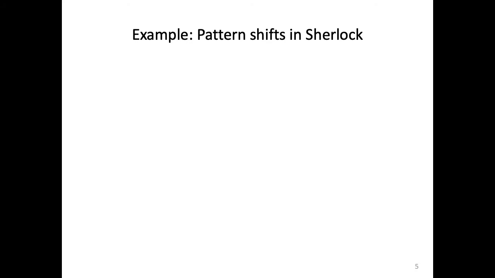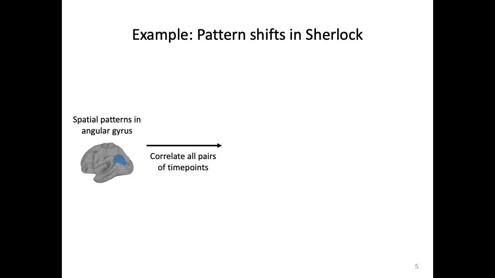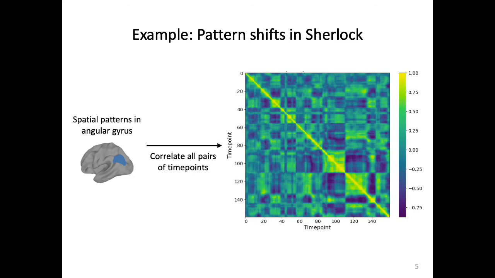For example, we can see this type of temporal structure by looking in the angular gyrus during the beginning of the Sherlock dataset. If we take the spatial patterns of activity in the angular gyrus and measure the correlation between all pairs of time points, we can obtain a matrix that looks like this. The blocky structure along the diagonal of this matrix indicates moments when spatial patterns of activity remain relatively stable and then suddenly switch to a new pattern of activity. This is the type of signature we're looking for to define event boundaries.